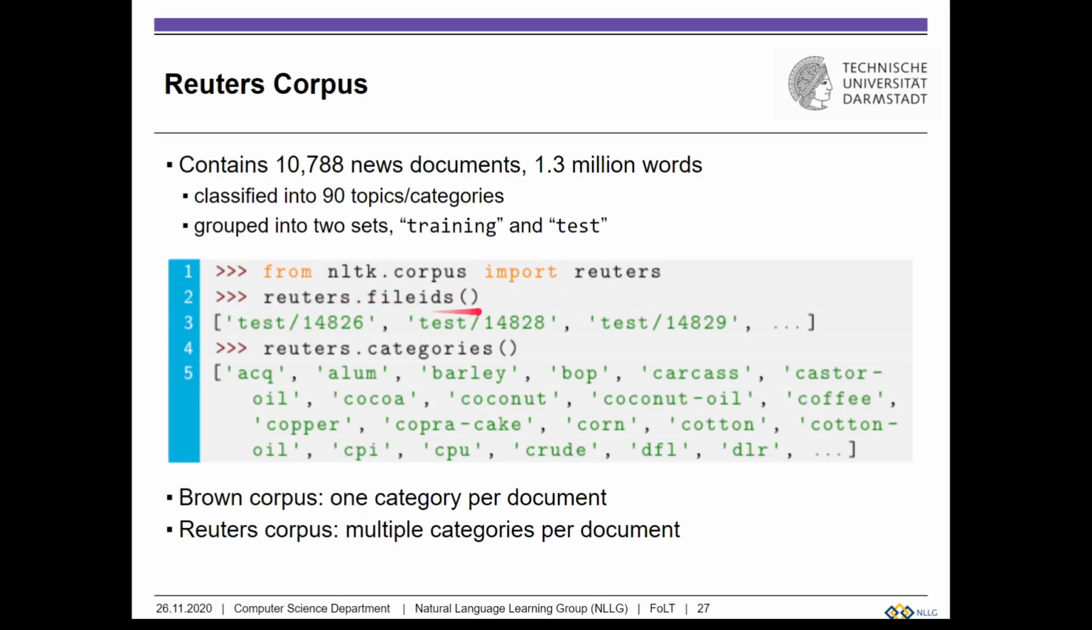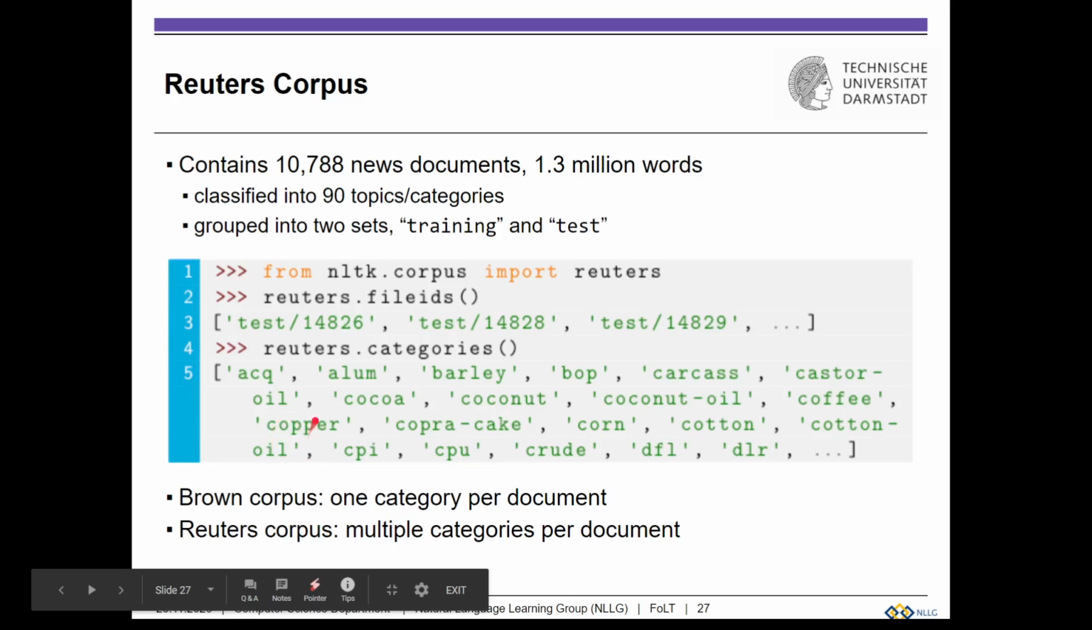We can check the file IDs. Now this time their names are given by whether they are train or test set and then their ID number. We can check the 19 different categories. So here are the 19 different categories. They have strange names, which are not immediately clear on first view. But in general, I think they just give the content of the document. So whether this document is about coconuts, whether it's about cotton, or whether it's about some sort of oil.